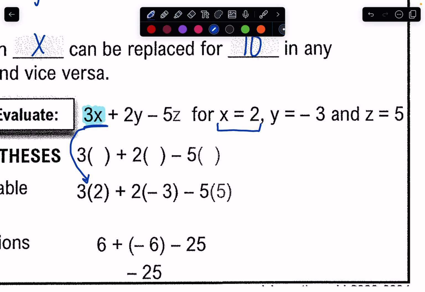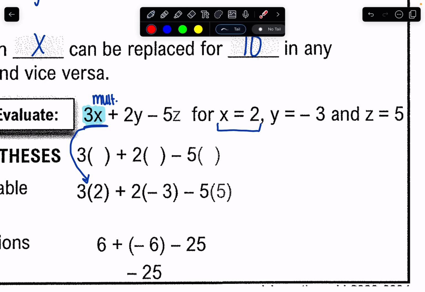And what's really important to know about this is that 3x squished together, those two things are being multiplied. Okay, so when you see a letter and a number squished together, that means multiplication. You don't have to put parentheses there. You don't have to put a dot. You don't have to put an X. Just squishing them together is enough in math to show those two things are being multiplied.